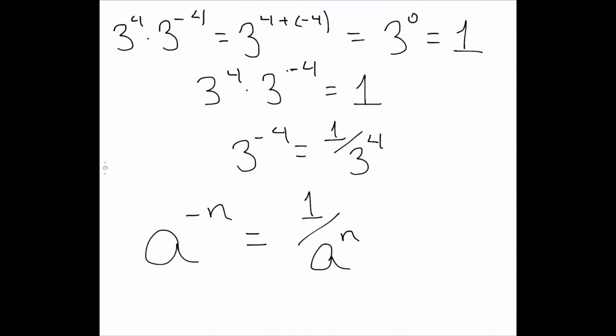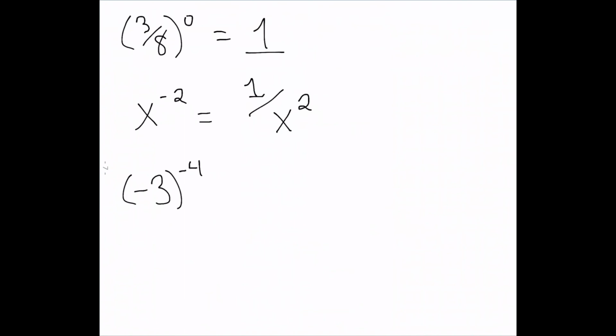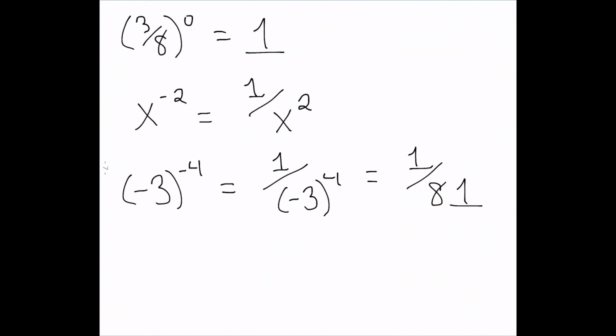So let's do a couple of examples using these two rules. My first one, (3/8) to the 0 power. Anything to the 0 power will always be 1. It doesn't matter what your base is, we'll have a 1 there. x to the -2. A negative exponent means it should be pushed to the bottom of the fraction. So 1 over x squared. (-3) to the -4. Well, once again, that -3 needs to be pushed to the bottom of the fraction to make the exponent positive. -3 times itself 4 times is positive 81, so this actually gives us a value of 1 over 81.